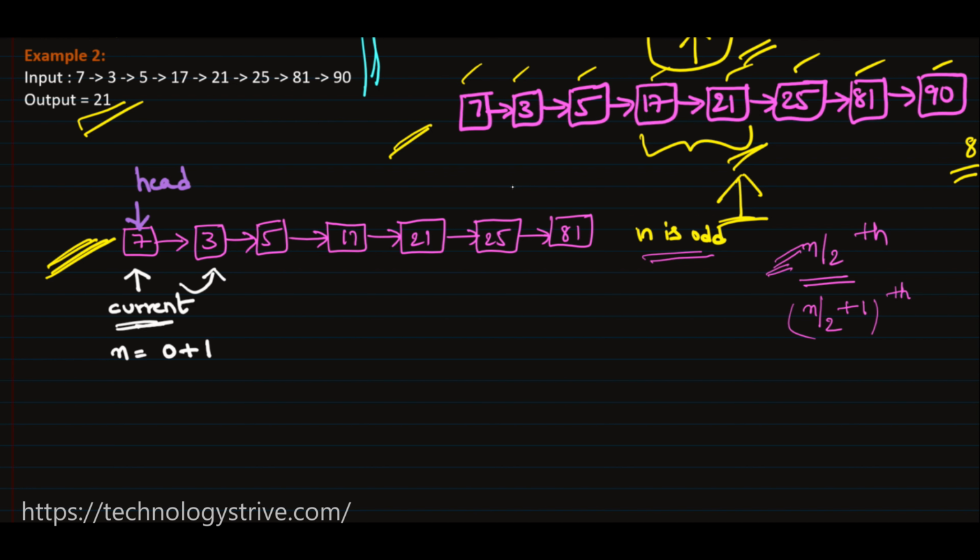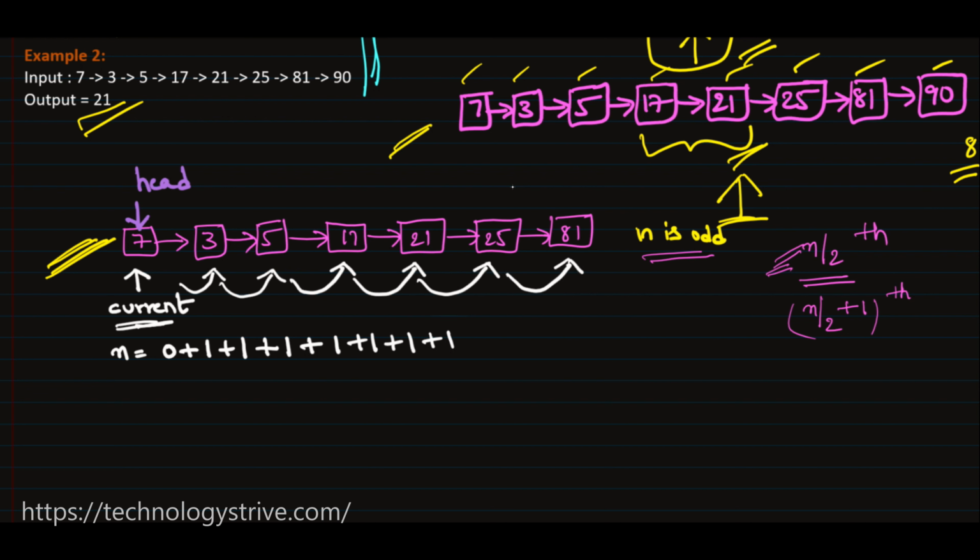So current is at this point. Again, current is not null, so we increment n by 1 and we move current further. Again, if current is not null, we increment it and we move further. Again, we increment it and move further. Again, increment it and move further. Again, increment it and move further. Then move further, which actually points to null, right? We reached the end of the linked list. So this is going to be our n. So how many elements are in the list?